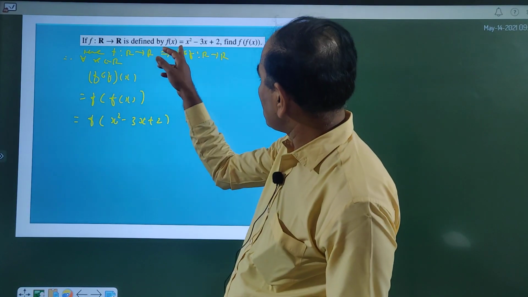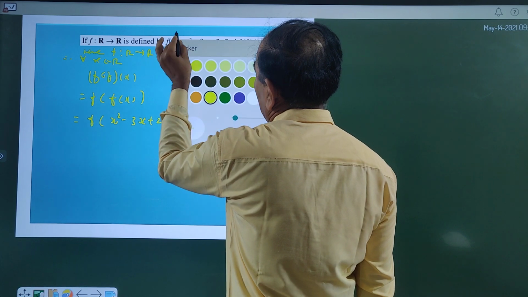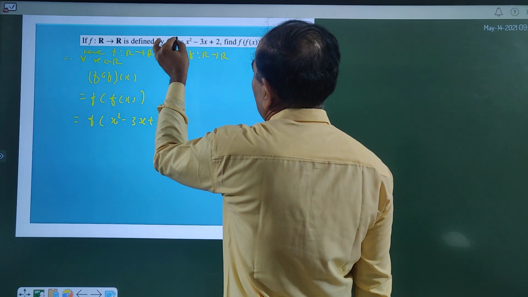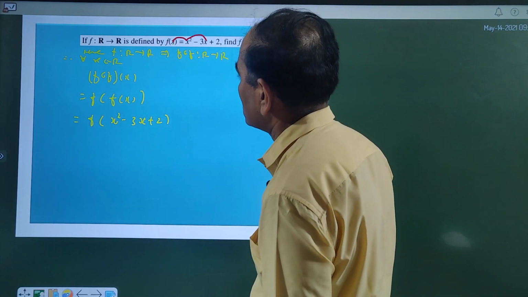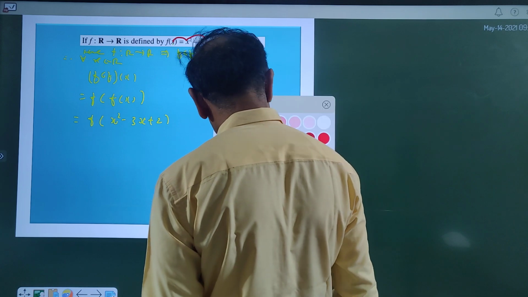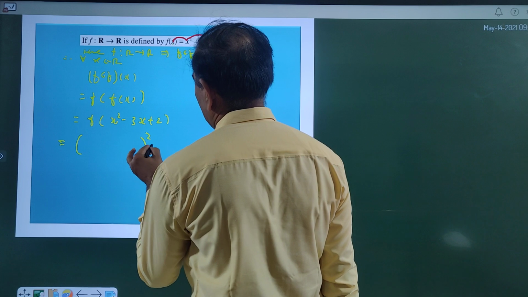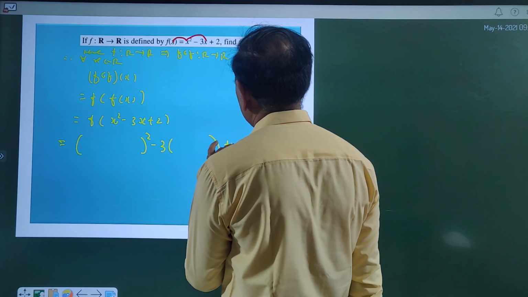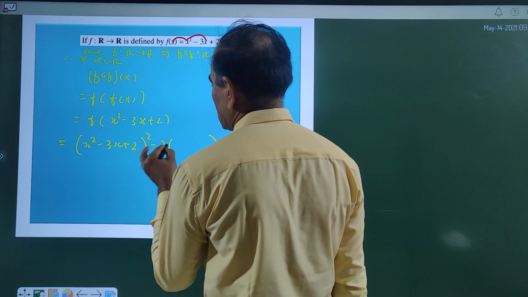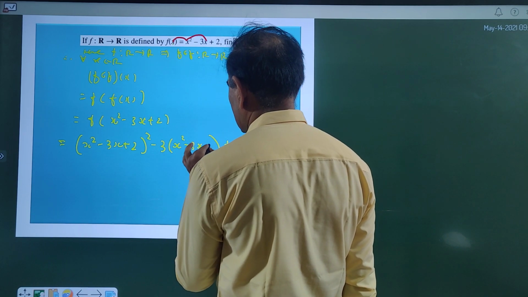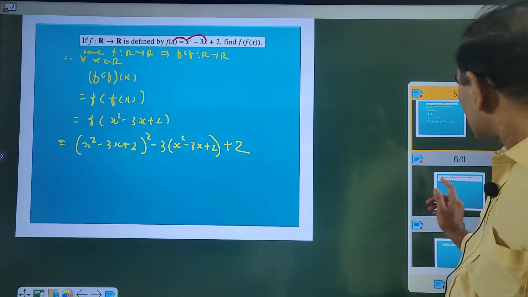Now what is f of something? F of something means here in place of x, x square, and in place of 3x. So that is equal to something square minus 3 times something plus 2. What is that something? X square minus 3x plus 2. On simplification, you get the answer. Next.